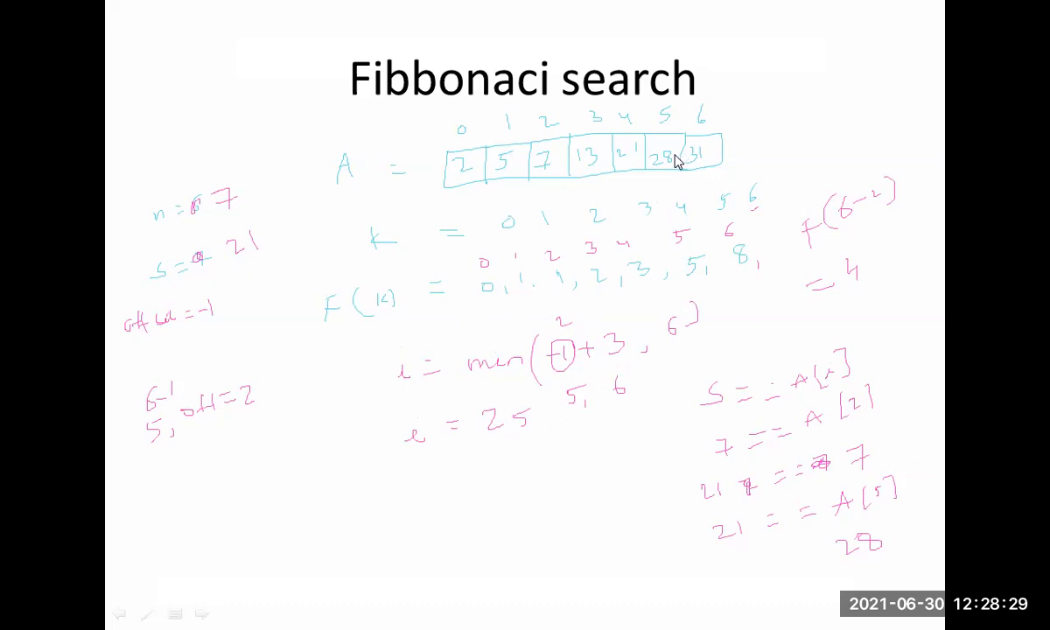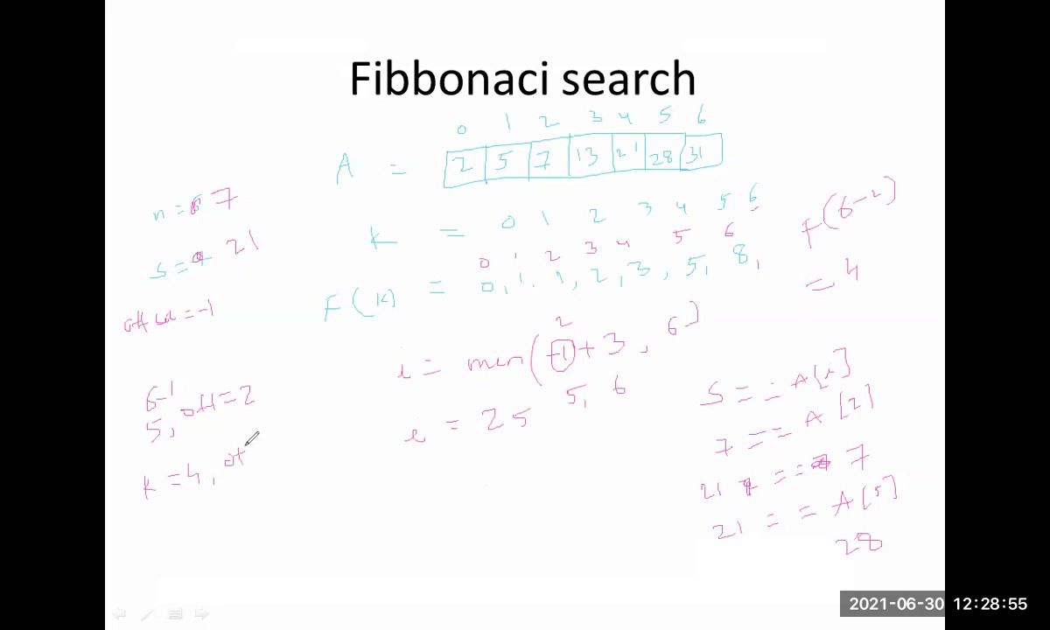Just check this condition: false. Then what we have to do? K equal to k minus 2. Actually, what is the k value here? 6. 6 minus 2, that is 4. So k value is 4. What is the formula here? I'm writing here k equal to 4.